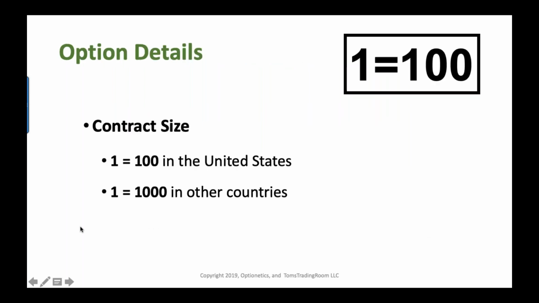Option details: the contract size is one contract for every 100 shares. That's in the United States and most countries. There may be a few out there where one contract would equal 1,000 shares, but these are stocks that are relatively much cheaper, which is why they need that kind of leverage for people to trade options in certain countries.